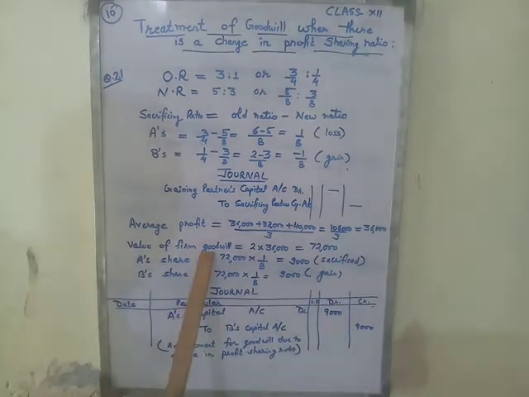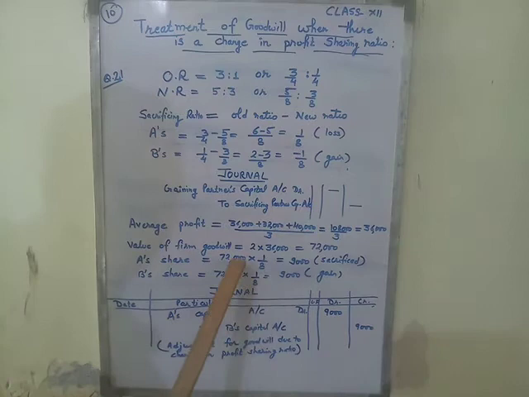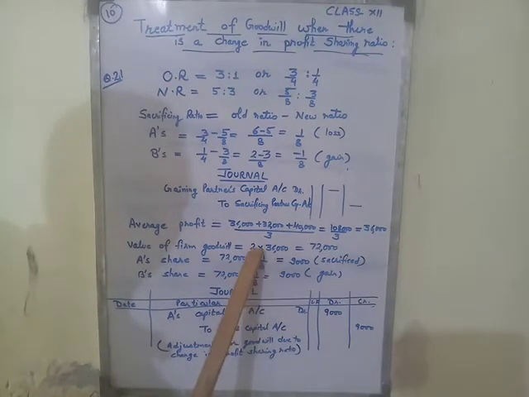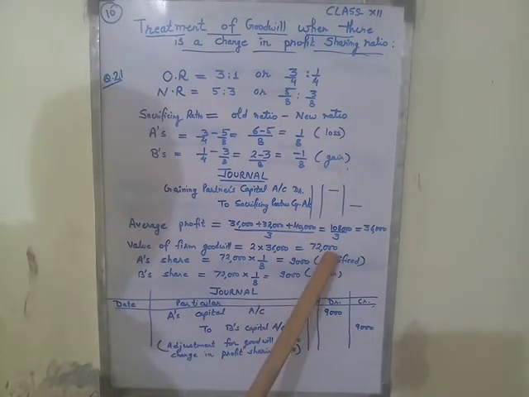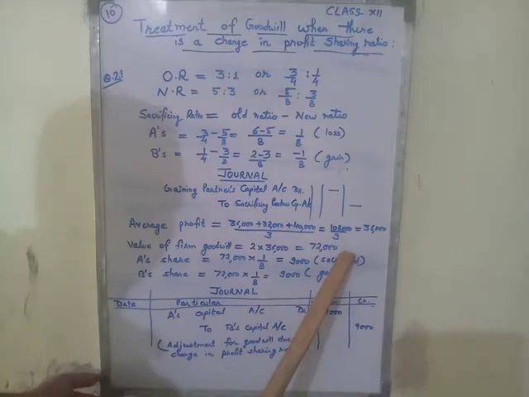So the value of firm's goodwill is number of years' purchase into average profit. In this question it is given that the number of years' purchase is 2 and the average profit is 36,000. So the product of 2 into 36,000 is 72,000. This 72,000 is the value of the firm's goodwill.